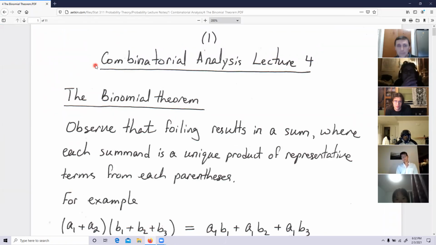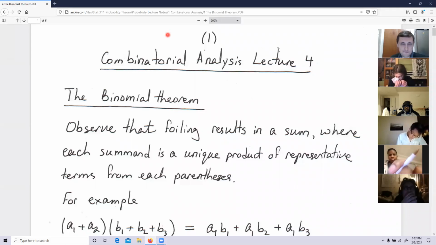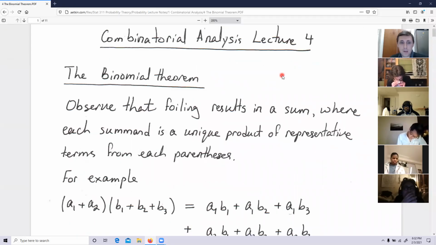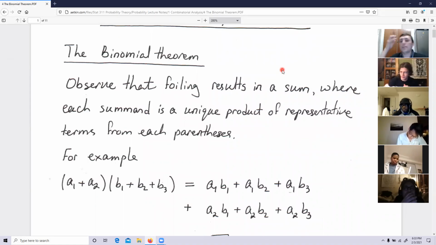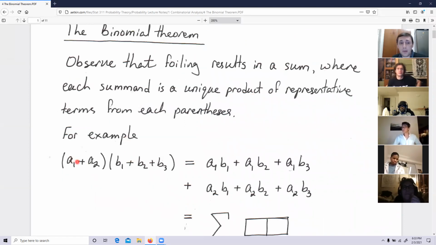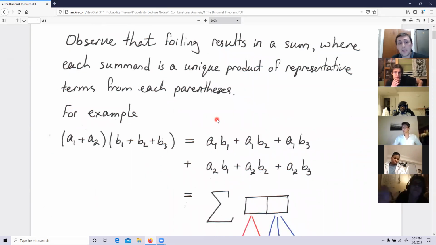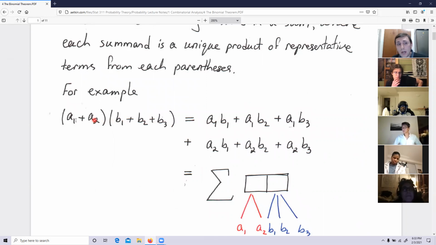All right, so we are up to the binomial theorem. So let's consider what happens when we carry out foiling. For example, if I take A1 plus A2 and multiply it by B1 plus B2 plus B3. Notice what happens. When I multiply everything through, I have exactly one instance of each A against every instance of each B. Right? So for example, A1 B1, A2 B2, right?